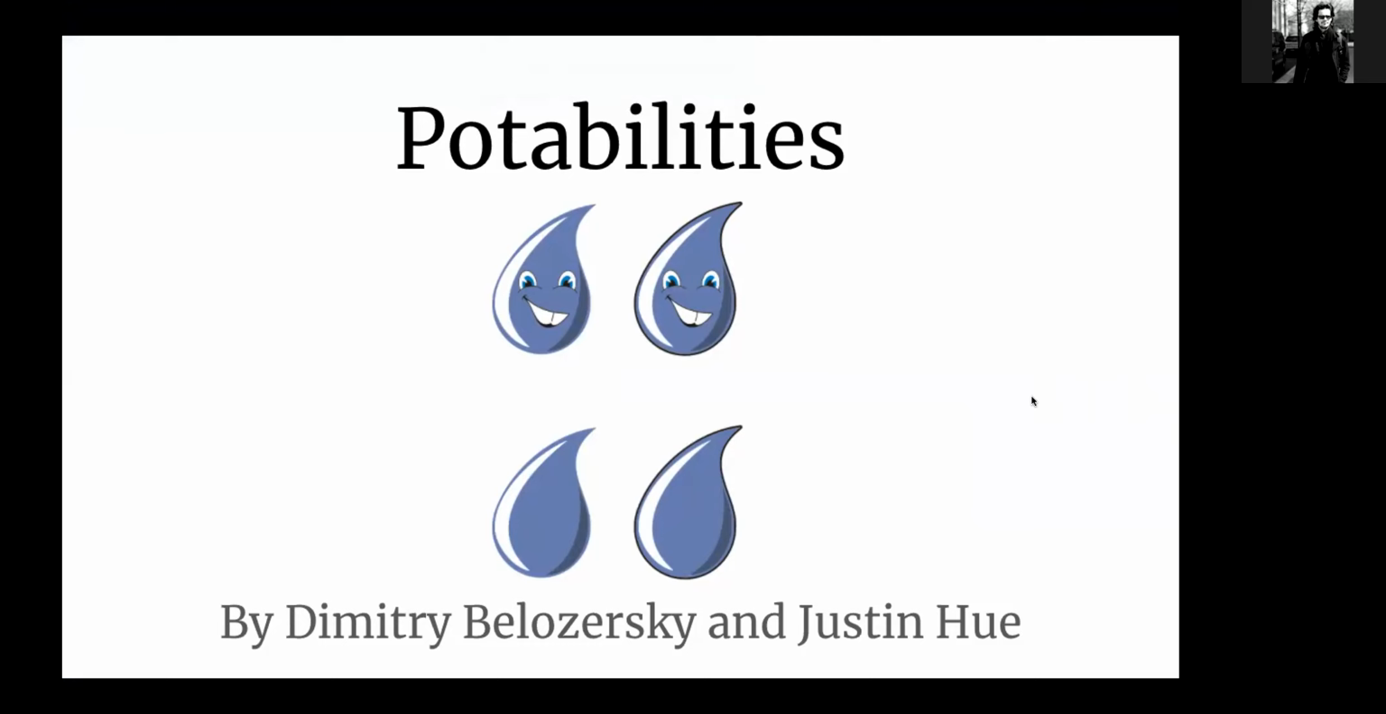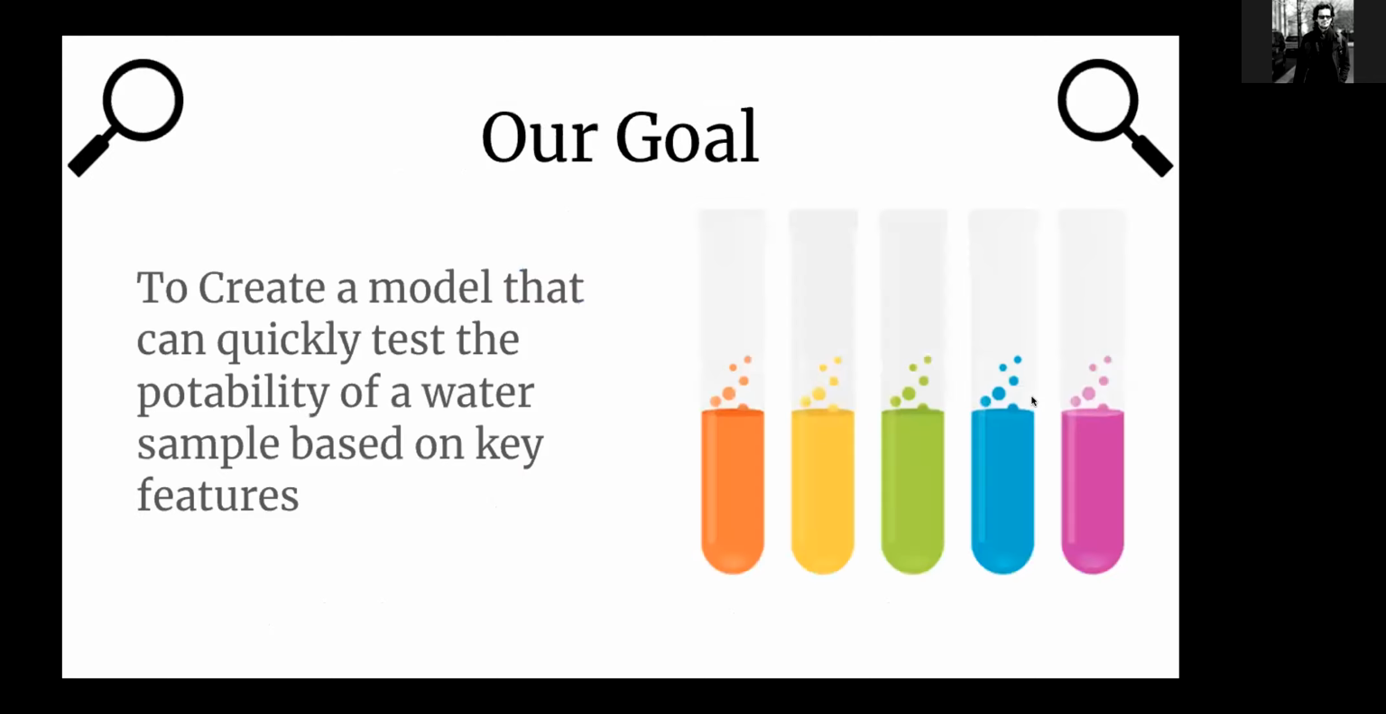Potabilities, as we all know, is a hot new startup manufacturing a groundbreaking device that will be able to quickly test the potability of water anywhere in the world. While your engineers at Potabilities are hard at work on the physical device itself, we are working on the back end to create a model that can quickly determine the potability of any water sample based on the prevalence of key features.